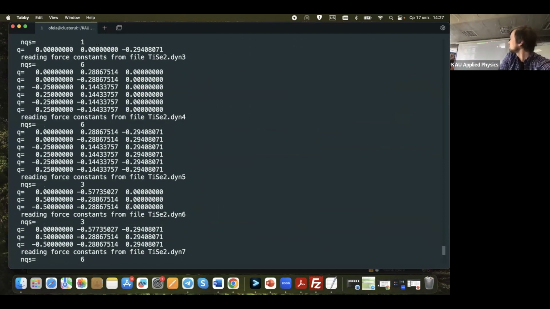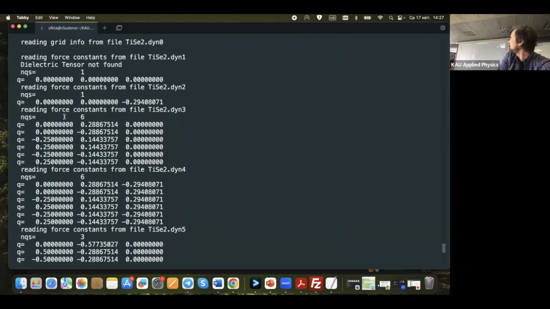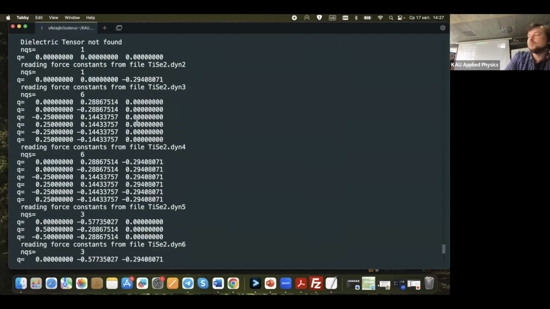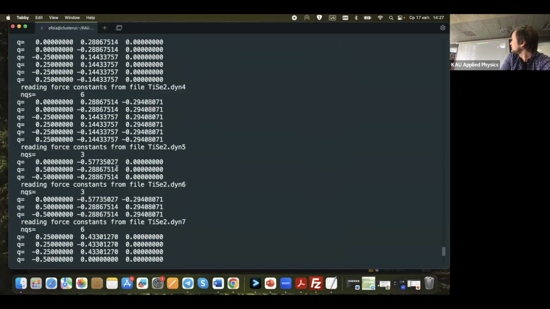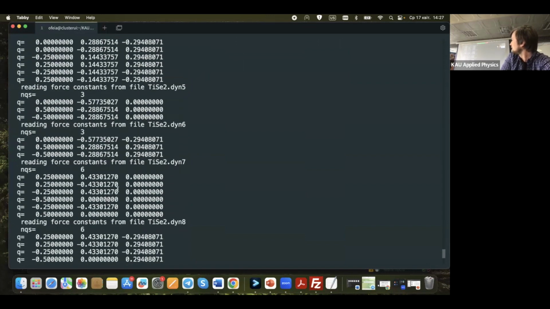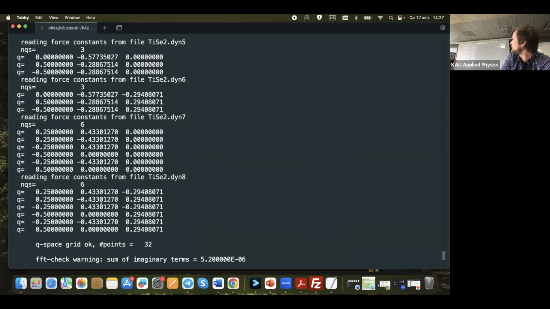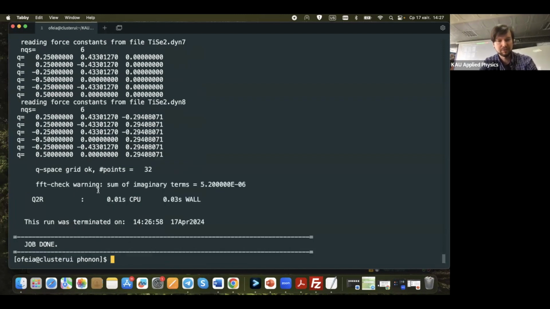You see, it took these 8 dynamical matrices. Q point 0 stands for only one Q point. The next Q point, the second, also stands for one. But the third Q point, because of the symmetry, stands for 6 Q points. The same for 4. 5 and 6 stand for 3 Q points. 7 and 8 for 6. Why 6? Because we have hexagonal symmetry. That's why it should be like 6, 3, something like this. Okay, we have done it.